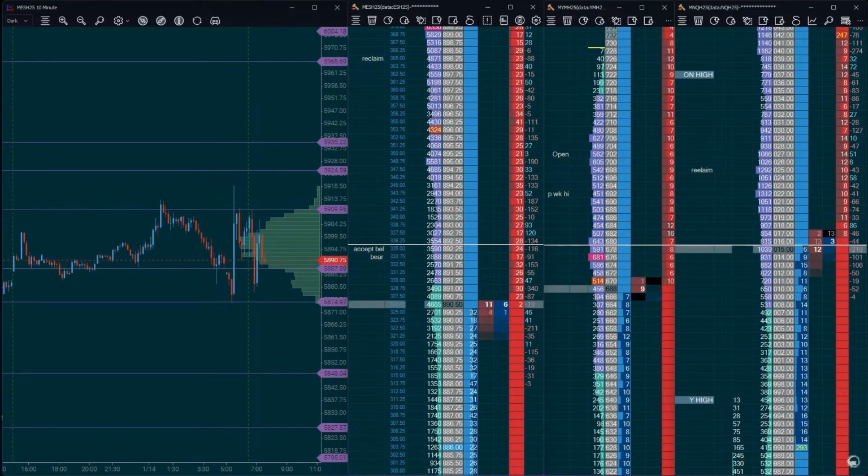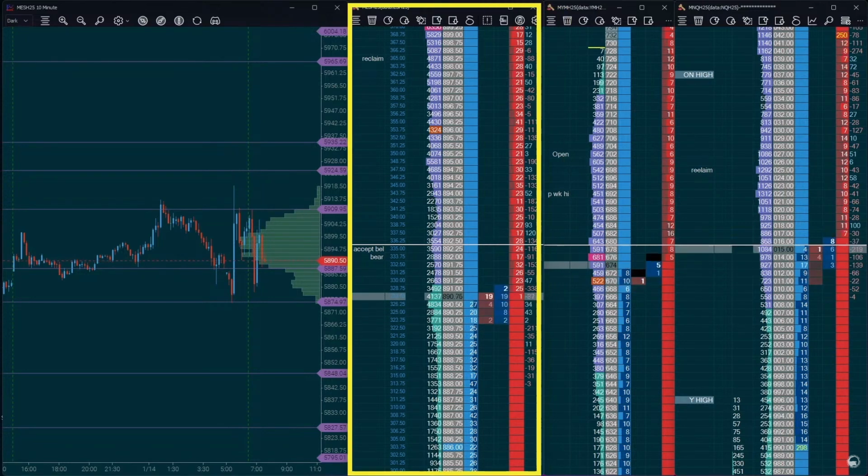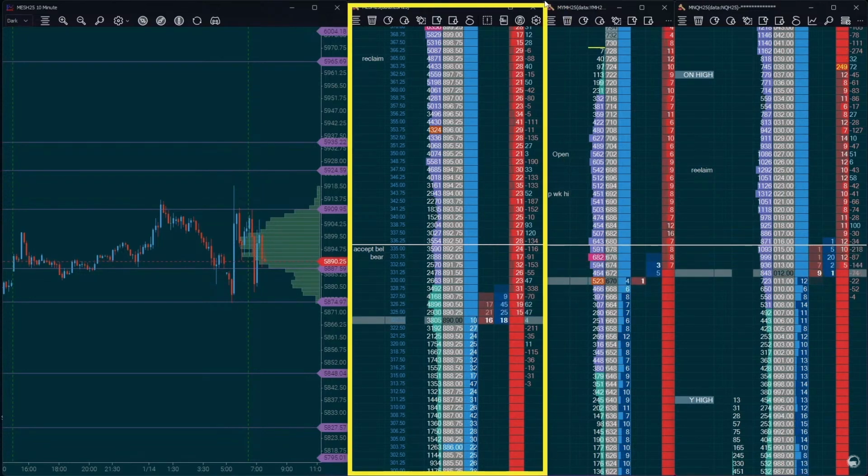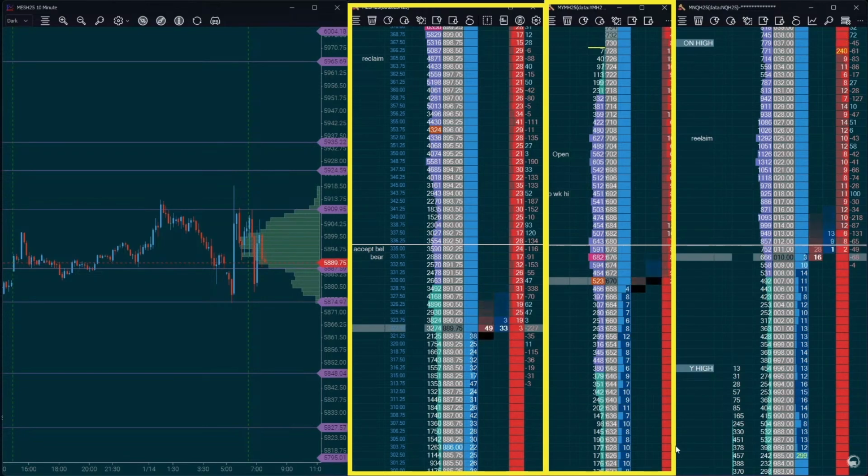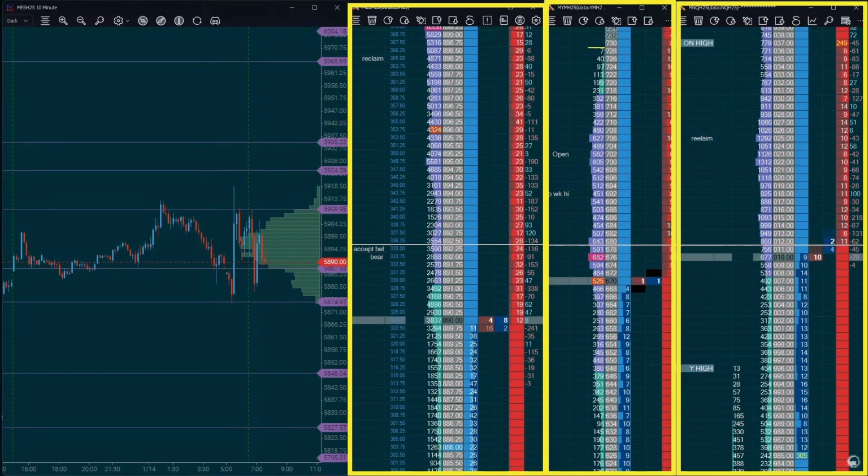So let's jump into it. Each one of these is a separate DOM. To start at the very beginning, this is one DOM here. This is the S&P futures DOM. This is the Dow DOM, and this is the NASDAQ DOM.